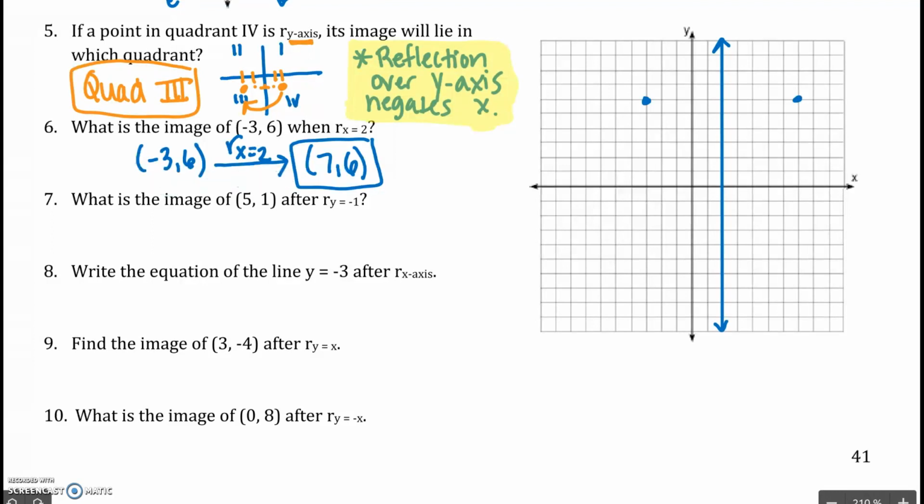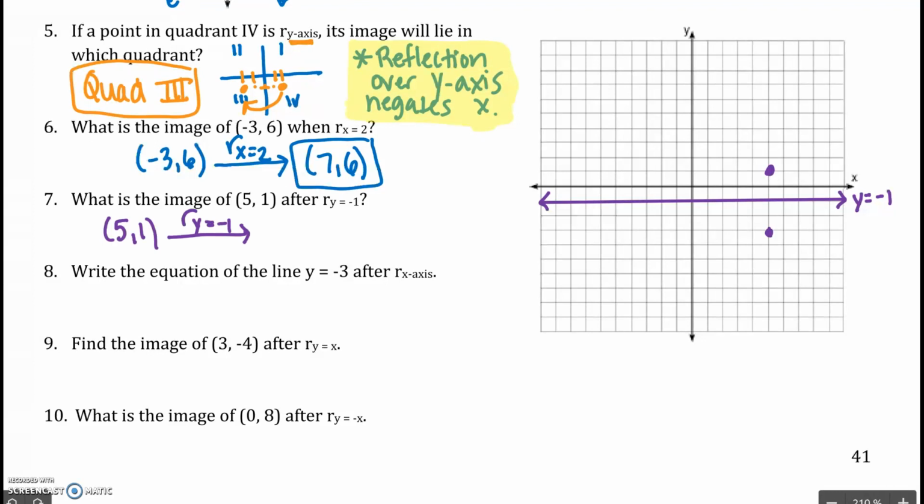All right, I'm going to graph number 7. And to take (5, 1) and reflect it over the horizontal line y equals -1, it's 1, 2 units to get to the line and another 2 to get past it, making this point, which is at (5, -3). So (5, 1) reflected over y equals -1 is now (5, -3).